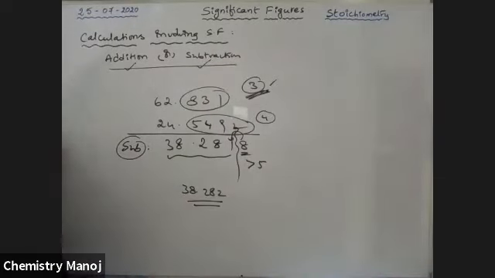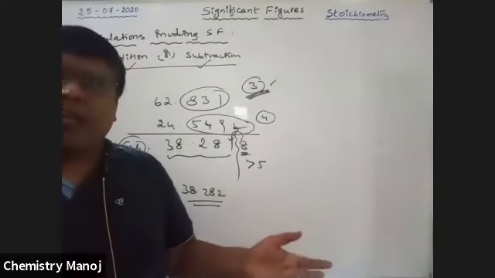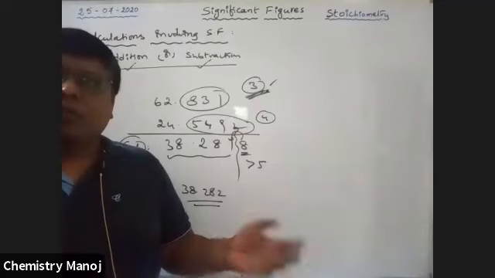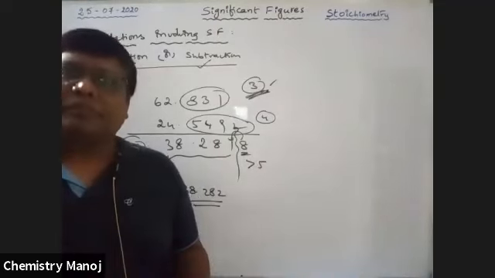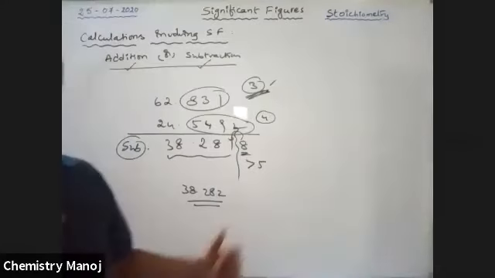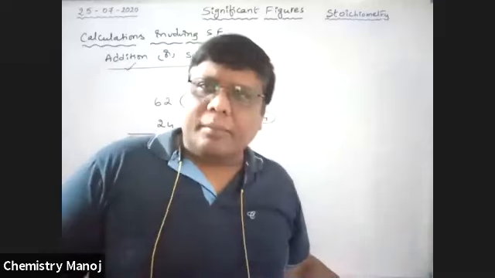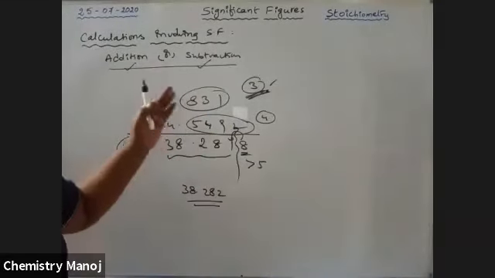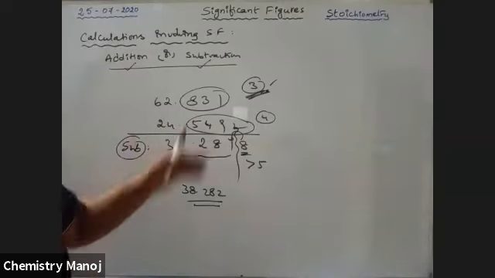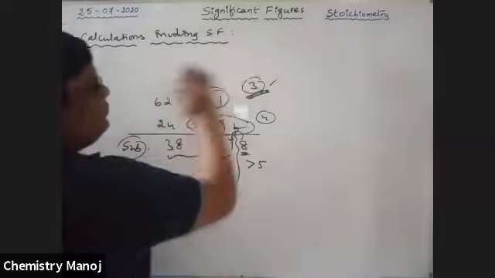38.282. Yes, 38.282. It is the way to give the correct value. This is as per norms. So this is the correct answer. Now, I will explain with multiplication and division. See here. So these rules are for either addition or subtraction. This is the way. Now, either multiplication or division.